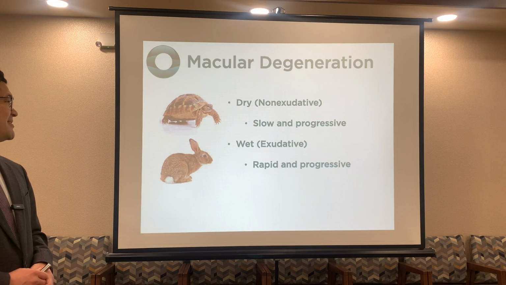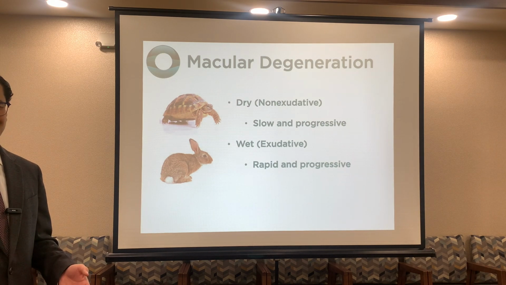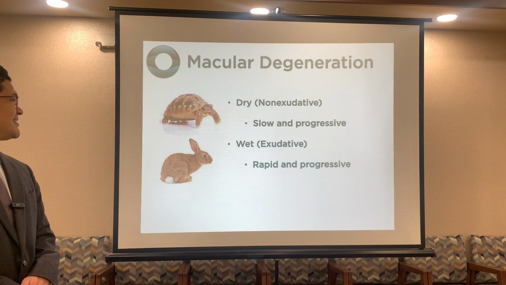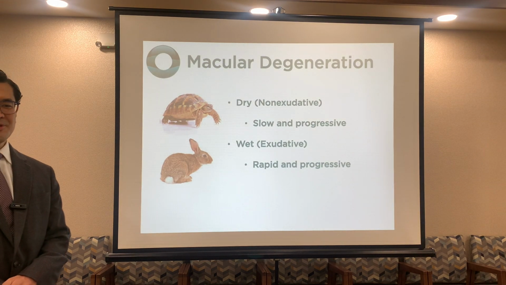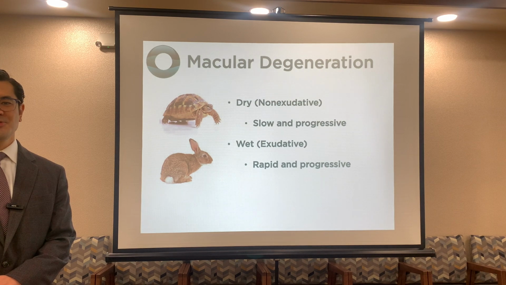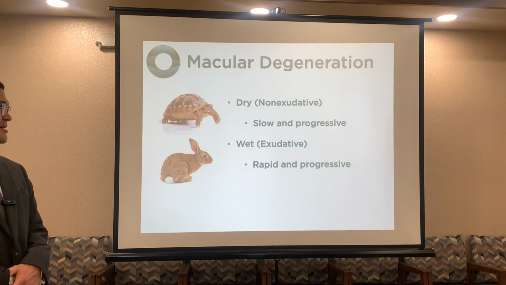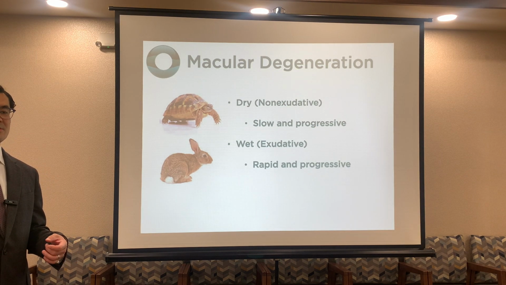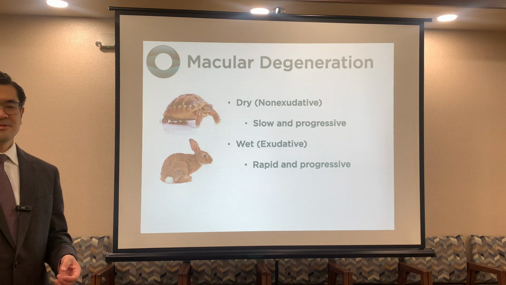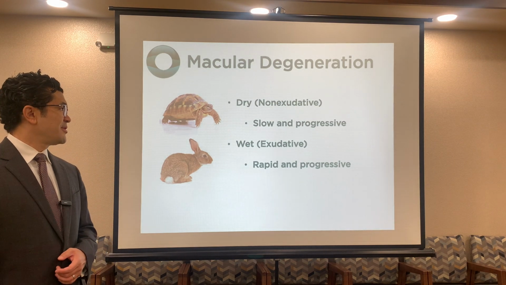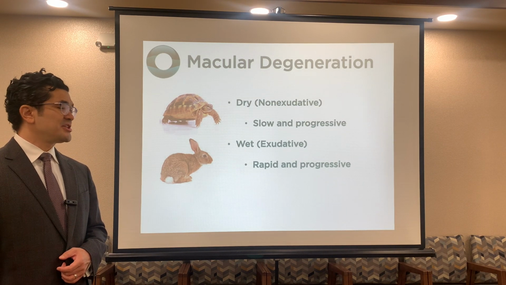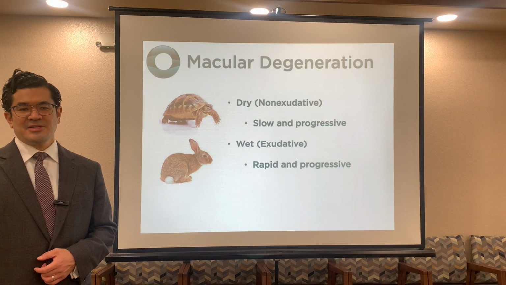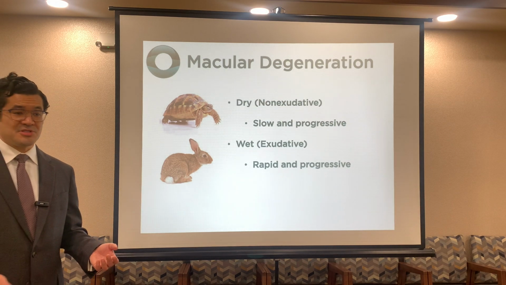The dry type is slow and progressive. So think of it like the tortoise. Gradually, when we tell patients over the next 10 to 20 years, when you have the dry type, you would expect the vision to gradually decline. So that in the end stage, some of the more severe cases of dry macular degeneration, they're not able to read a book anymore. They're not able to see detail anymore, but they still keep their peripheral vision.